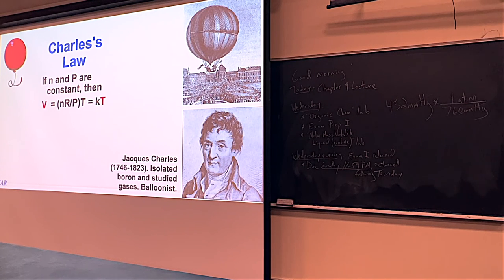But anyway, I digress. So Charles, of course, was interested in gases because that's what his balloon was all about. He measured volume and temperature of the gas, basically measuring temperature changes and how volume goes. What he found is that the volume and the temperature of a gas are directly related. So as the temperature went up, the volume went up. As the temperature went down, the volume went down. So this in science and math would be a direct relationship.